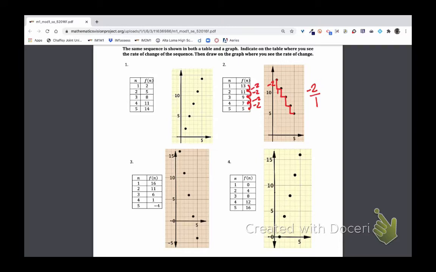For number 4, doing something very similar. Noticing here that either the common first difference is +4 each step of the way, or on the graph, noticing that I'm going up 4 over 1, up 4 over 1, up 4 over 1. So you could say that the rate of change is 4 over 1, or that the first common difference is +4.